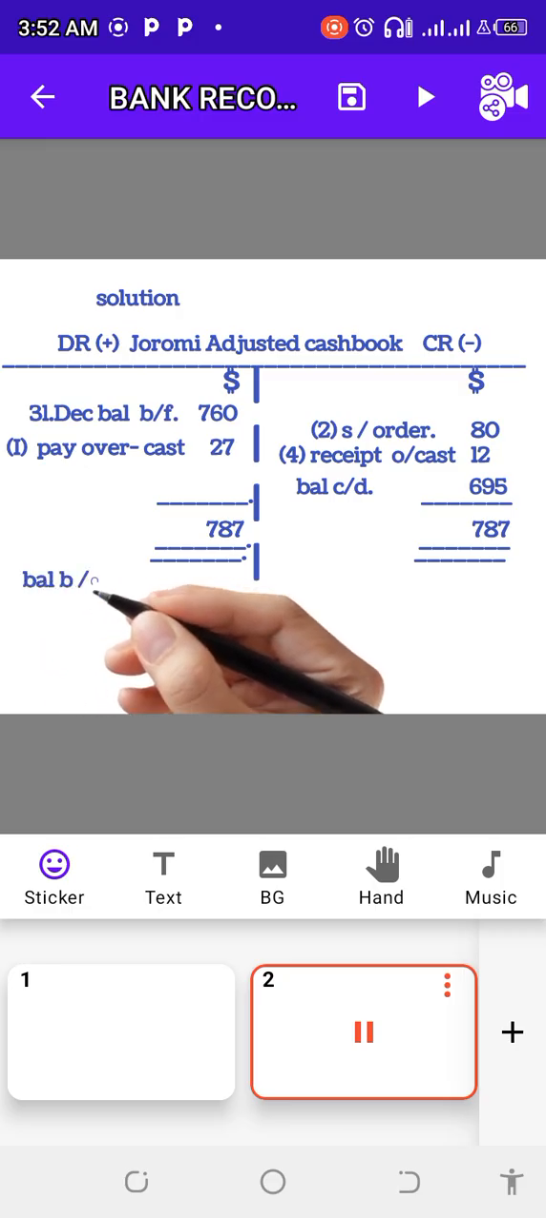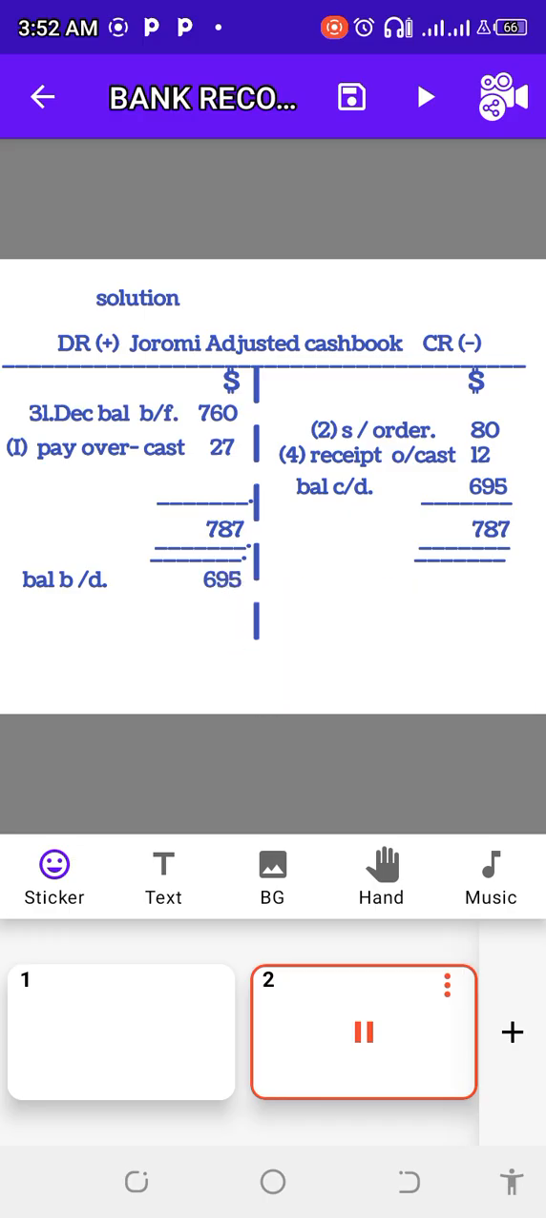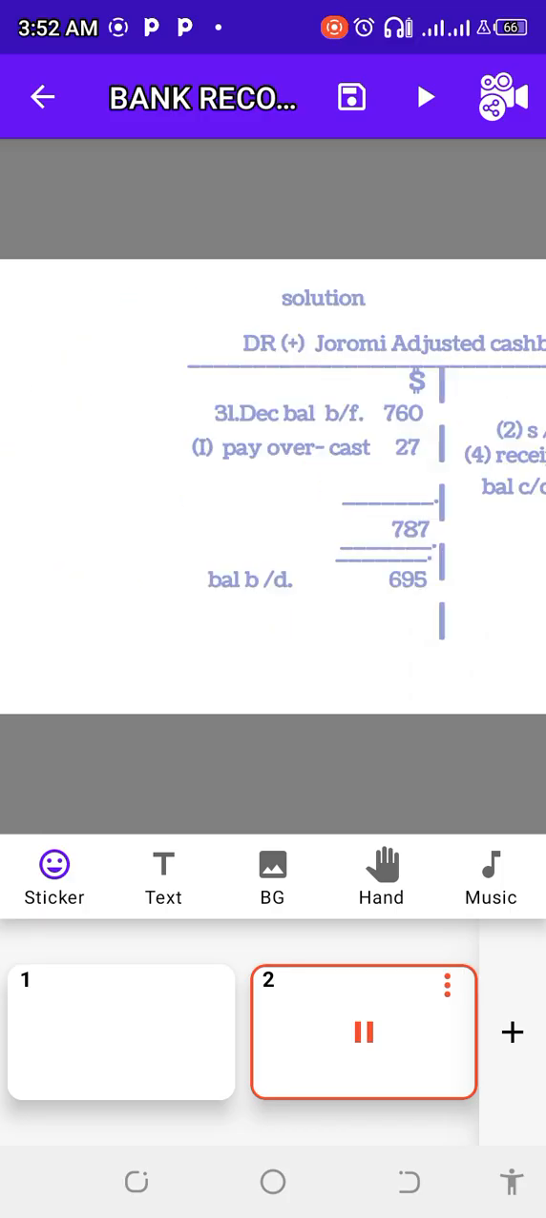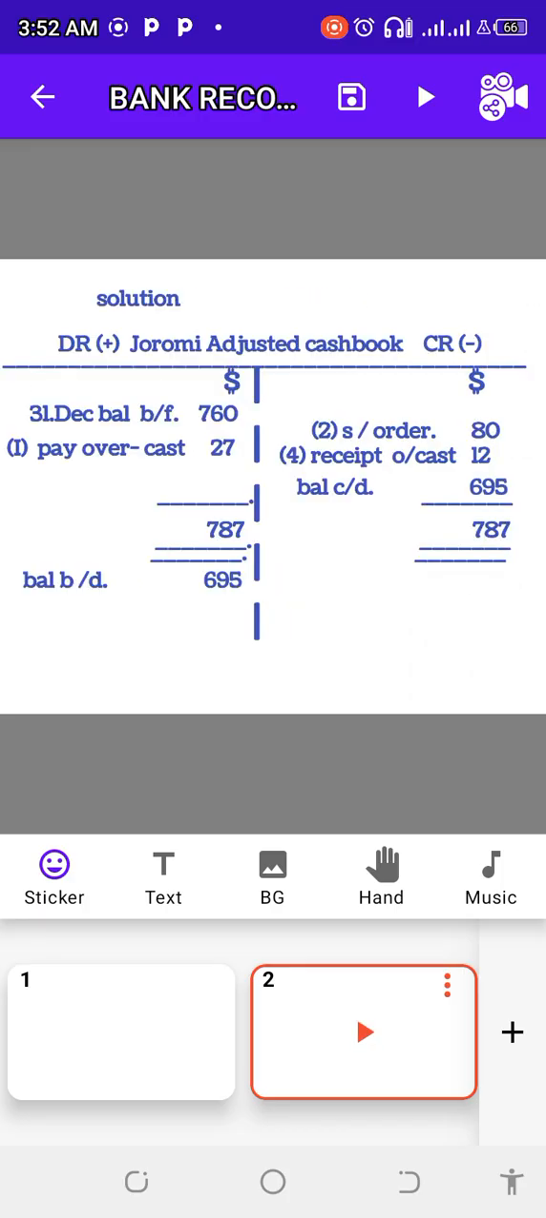Balance brought down now is 695. This is the adjusted cash book, and by this we finish everything about the adjusted cash book, which is the first segment in our bank reconciliation statements. Any question? Are there any questions? Okay. If there's no question, let us proceed to do the reconciliation section.